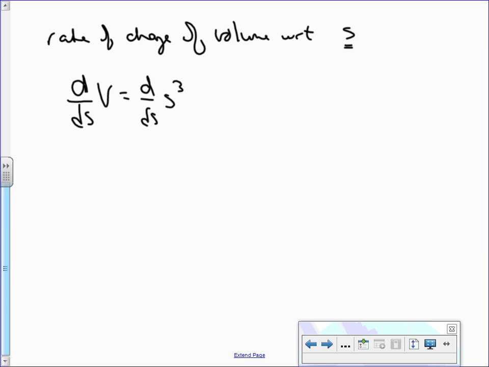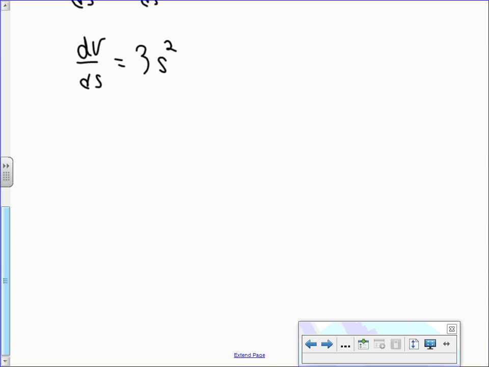Okay, so how can I write this? dV/dS. You can also think of it as 1 times dV/dS. And then what's the derivative of S cubed? 3s squared. Do I need to put ds on the end of this? No, because that's for the other variable. So you've got a volume. You might be able to take the derivative in a variety of different ways. You have to be paying attention to which one they are asking for.